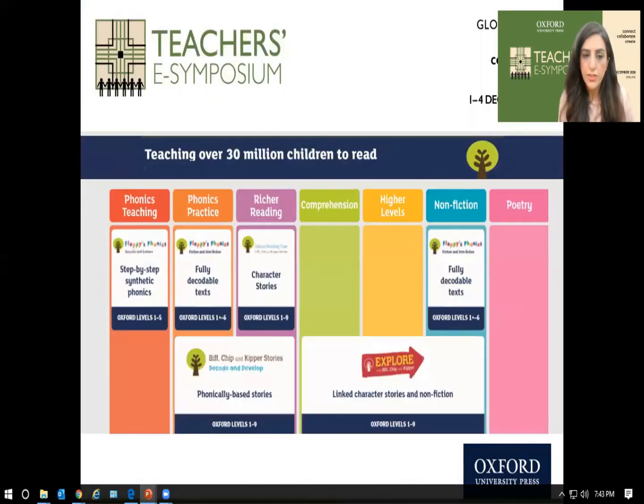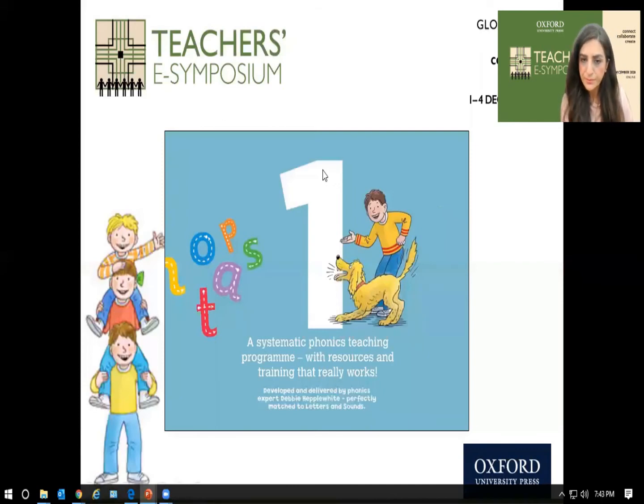The Oxford Reading Tree, of course, has components for all parts of the reading journey. So there's the Floppy's Phonics Sounds and Letters program for teaching phonics. We've got Decodable Readers for practicing phonics. And then we move on to richer reading. There are lots and lots of choices over there as well. So Oxford Reading Tree is such a lovely scheme because it has a systematic phonics teaching program that complements everything in the reading journey.